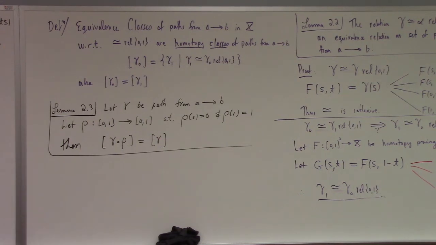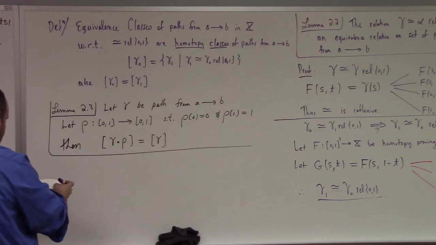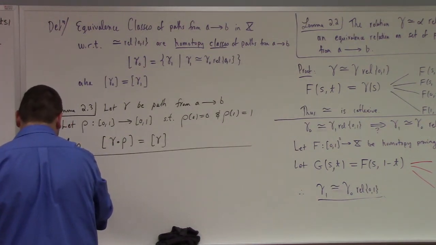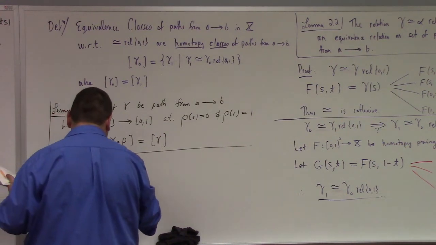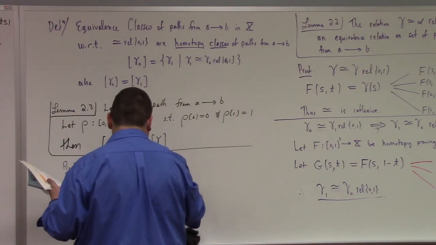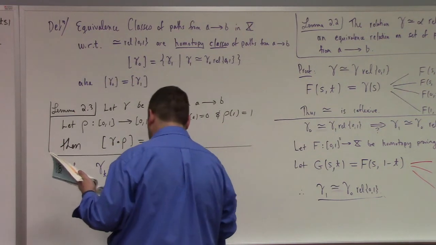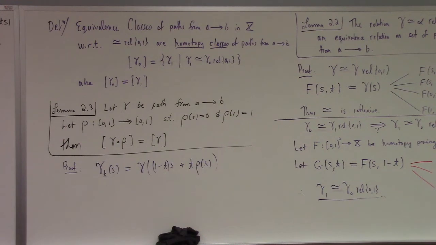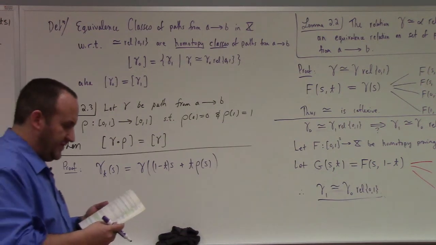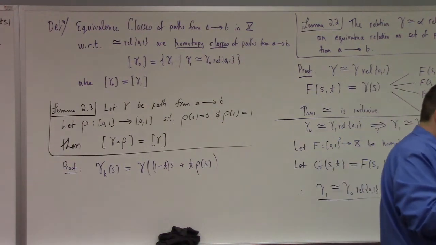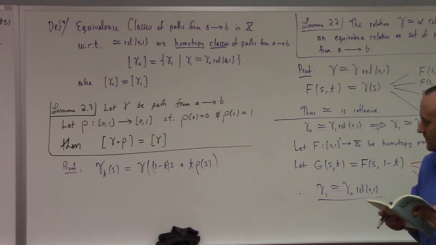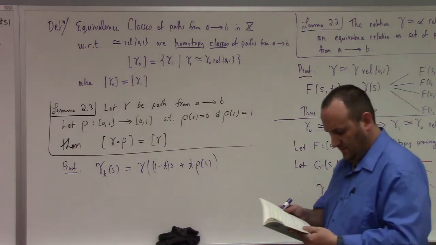And the proof is really just the following formula, which I'll write since Kang left us. I was going to skip it, but since he's left us, I'm going to cover it. Gamma_t of s is equal to gamma of (1 minus t) times s plus t times rho of s. He says that's a homotopy of gamma to gamma composed with rho. He says this homotopy is precisely the composition of gamma and the homotopy alpha_t of s. Well, he's explaining where this formula came from.